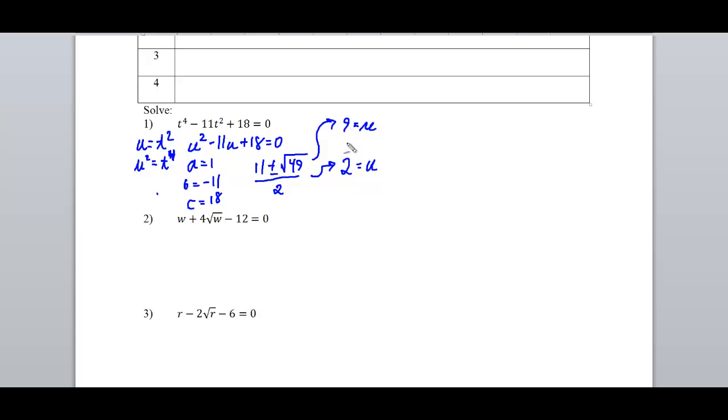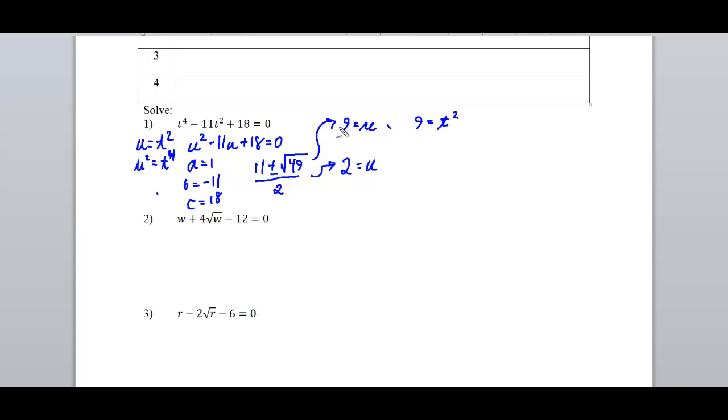But here's the thing, that's not our answers. Since our u is equal to t squared, we have to go another step here and figure out what we need to do. So what I'm going to do is take my u, which is equal to 9, but my 9 is also equal to t squared due to the transitive property. So let's think about this for a moment.